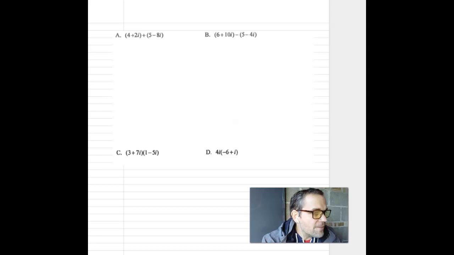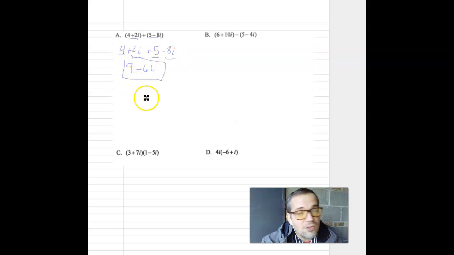If I was doing the very first problem, the one complex number is 4 plus 2i. The other complex number is 5 minus 8i. I'm going to add them together by just dropping those parentheses. They're not really doing me any favors. They can just go away. No reason why I can't just get rid of those. And then these are like terms, so I'll combine them. And then these are like terms, so I'll combine them. And these are not like terms, so that's my final answer, 9 minus 6i.